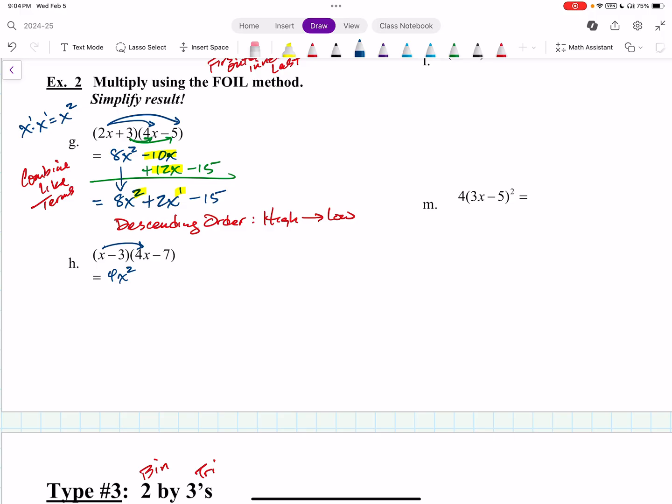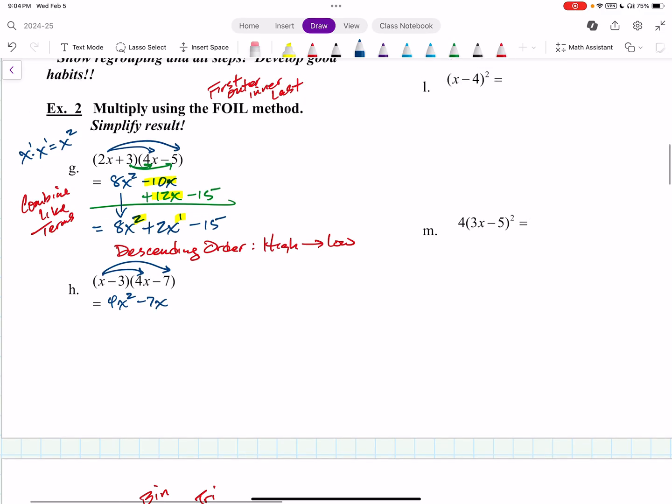Your outer product is the outer terms, right? So x times negative 7 is a negative 7x. There's your outer product. So O, in the FOIL acronym, O is for outer product. So you multiply the terms on the outer product. Now the inner product, well, the terms on the inside, right?